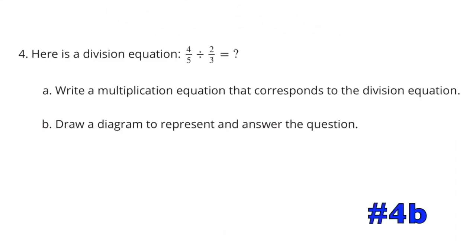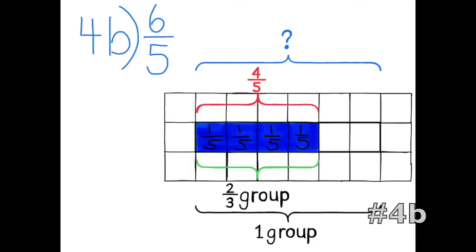B. Draw a diagram to represent and answer the question. Out of the 4/5 represented in the blue shaded area, there's another 2/5 needed to form 1 full group. So the answer would be 6/5 are needed for 1 full group.